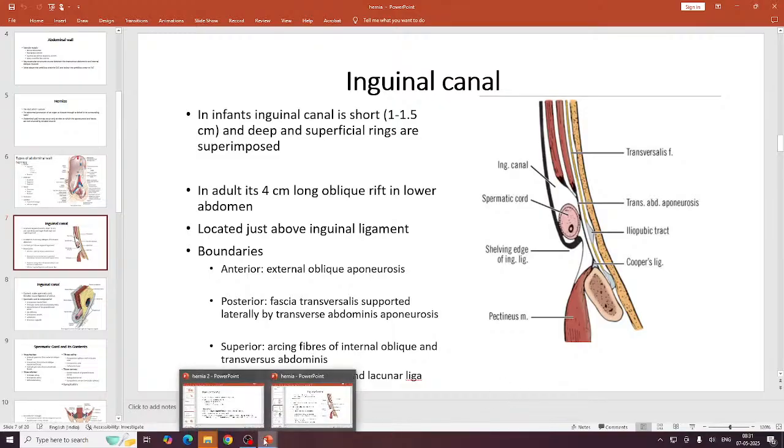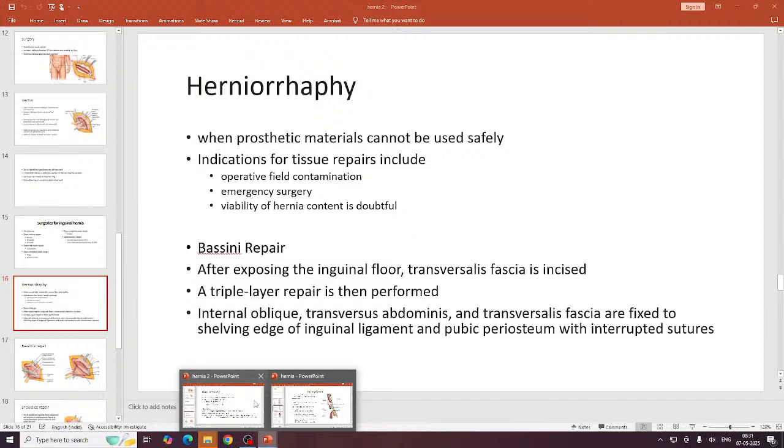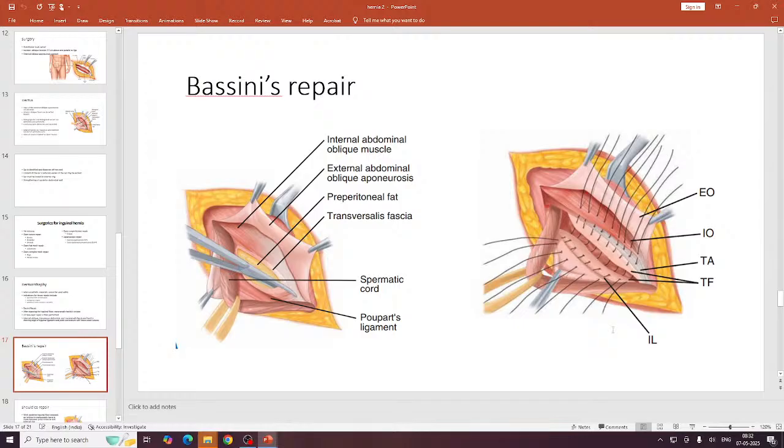It is much easier to understand if you remember this sagittal picture of the inguinal canal. The internal oblique, transversus abdominis and transversalis fascia are fixed to the reflected part of the inguinal ligament and periosteum medially with interrupted sutures. So, this is Bassini's repair. The picture from the front may not be that easy to understand, but that sagittal picture is easier.